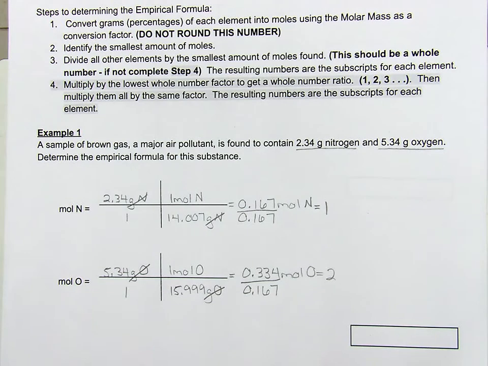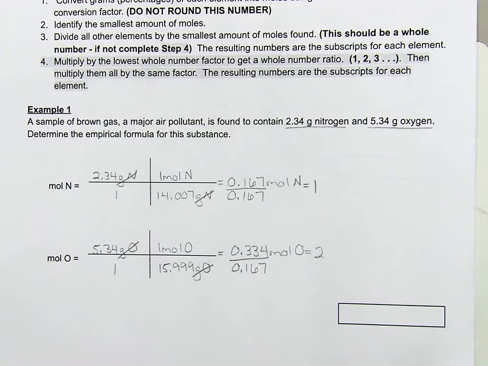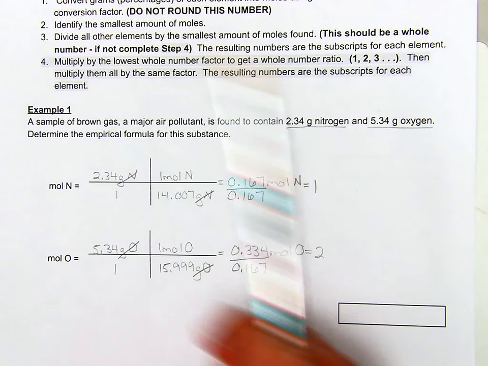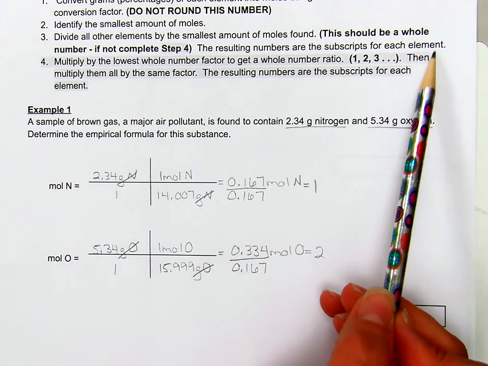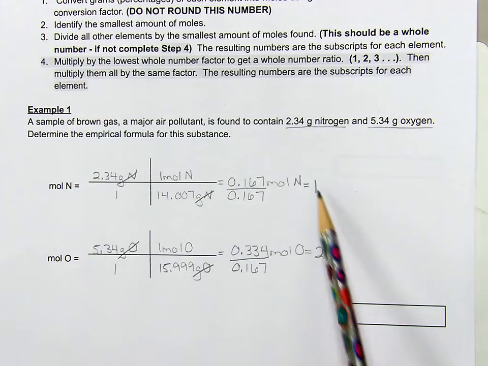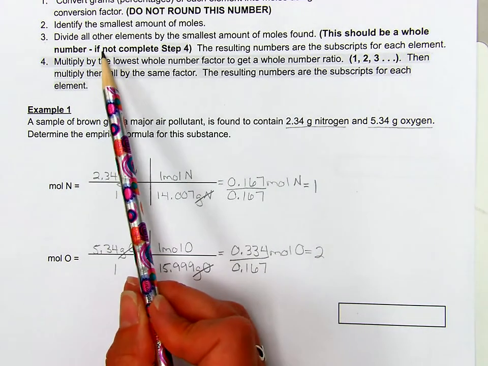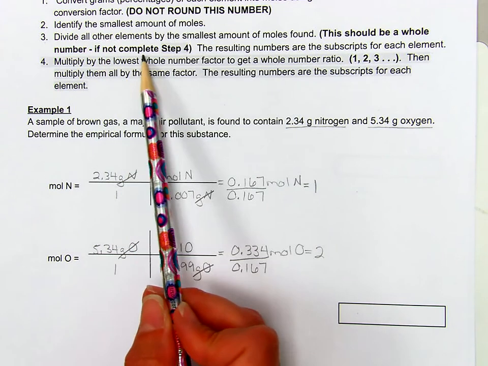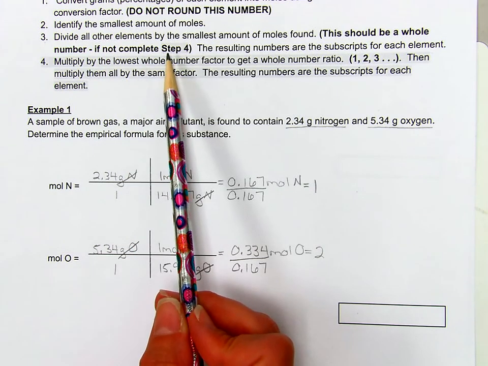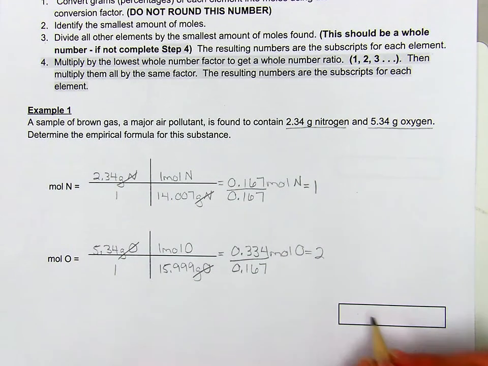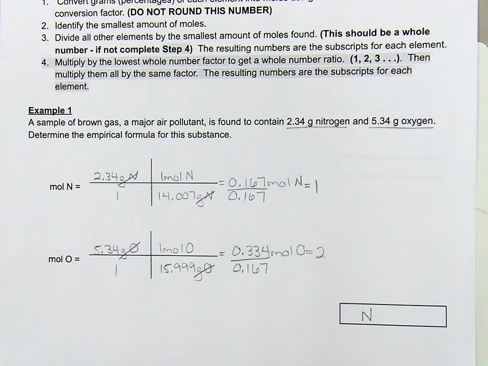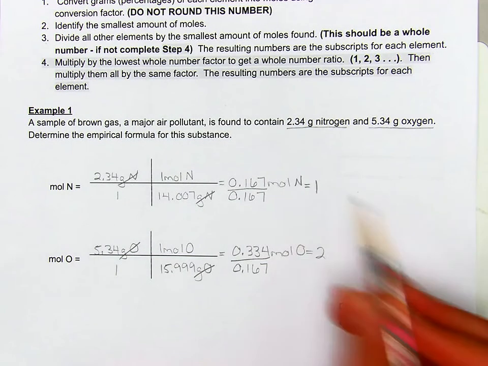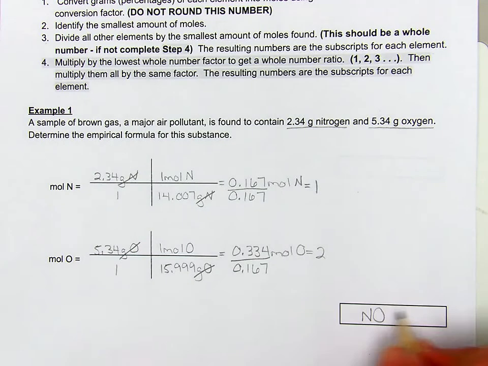So what we have found here is that it says in number 3, the resulting numbers are the subscripts for each element. Now it did say this should be a whole number, and we did get whole numbers. If not, we'll have to complete then step 4. So we'll talk about step 4 in the next example. But what we have found then is that this gas contains nitrogen and oxygen, where there's 1 nitrogen and 2 oxygens. And this would be then the empirical formula for that gas.